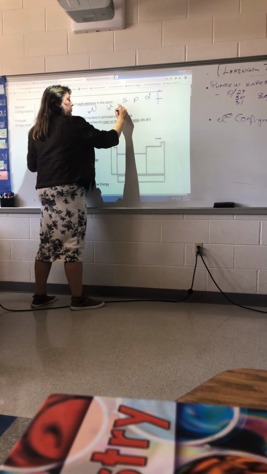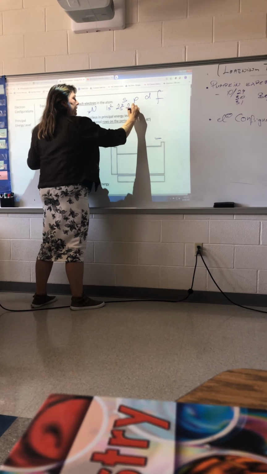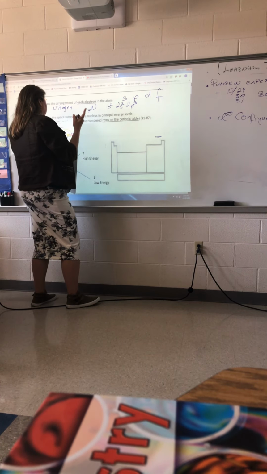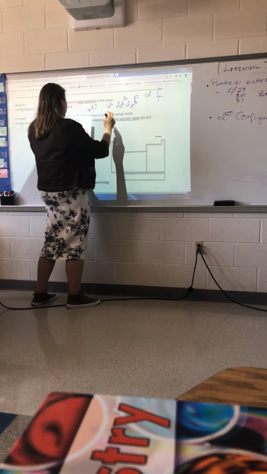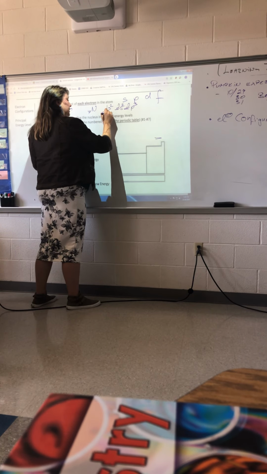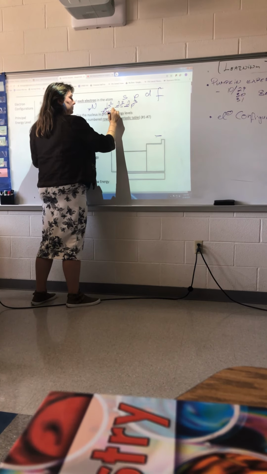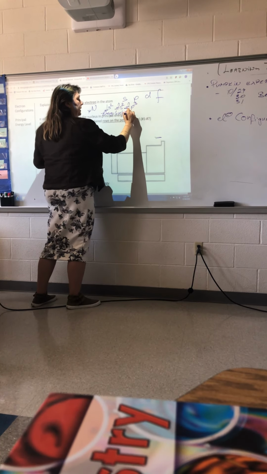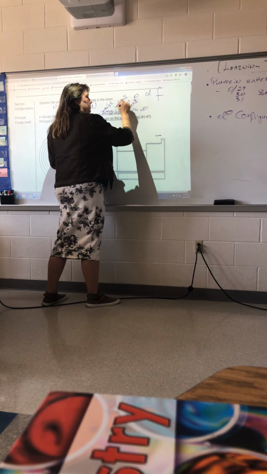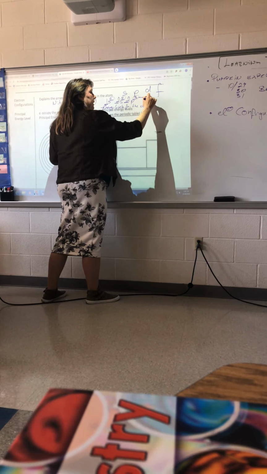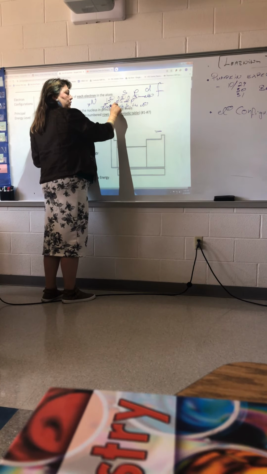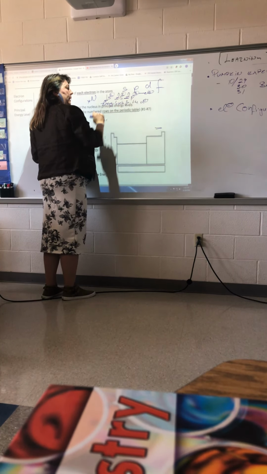So I will have 1s2, 2s2, 2p3. Okay, we'll learn the details in a little bit, but the 1, the 2, and the 2, those are energy levels. So these right here are your energy levels for the electrons. And up top here, the small number, those are the actual electrons. So I have 2 electrons floating in 1s, 2 electrons floating in 2s, and 3 electrons floating in 2p.